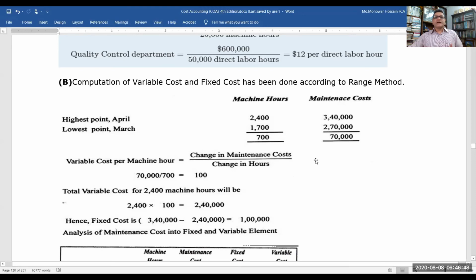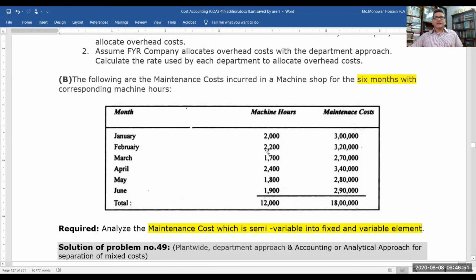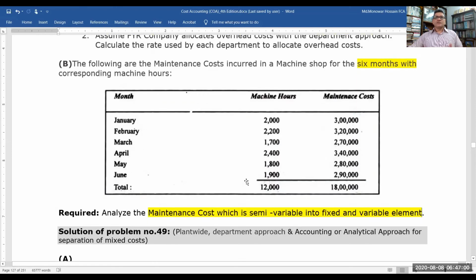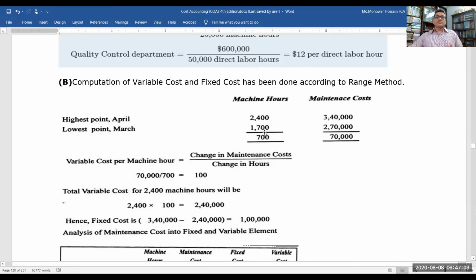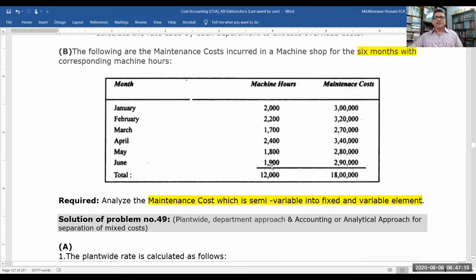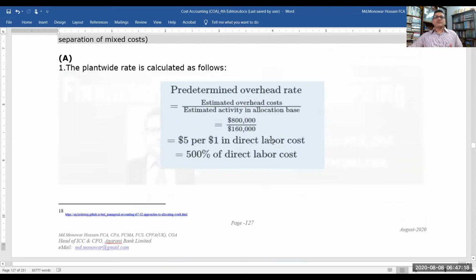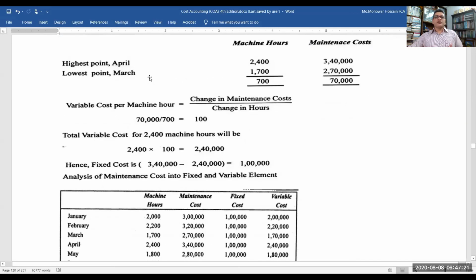High point is April, look here. April is the highest, machine hours 2,400 is the highest. So 2,400 machine hours in April is the highest point, with a maintenance cost of 3,40,000, and the lowest point is 1,700. If you see here, which is the lowest one? The lowest one is in March, 1,700. So the difference in machine hours between April and March is 700. In the same way, the difference in maintenance cost is 70,000.